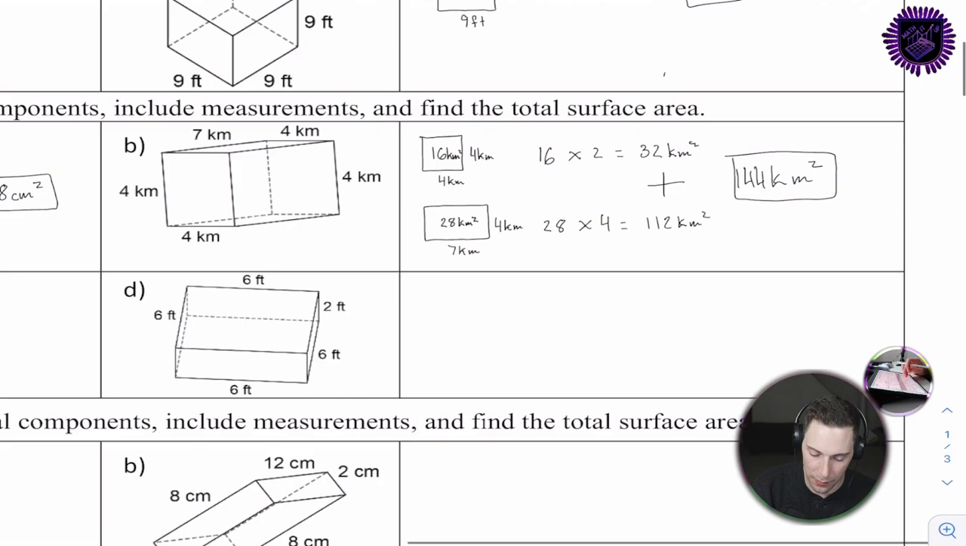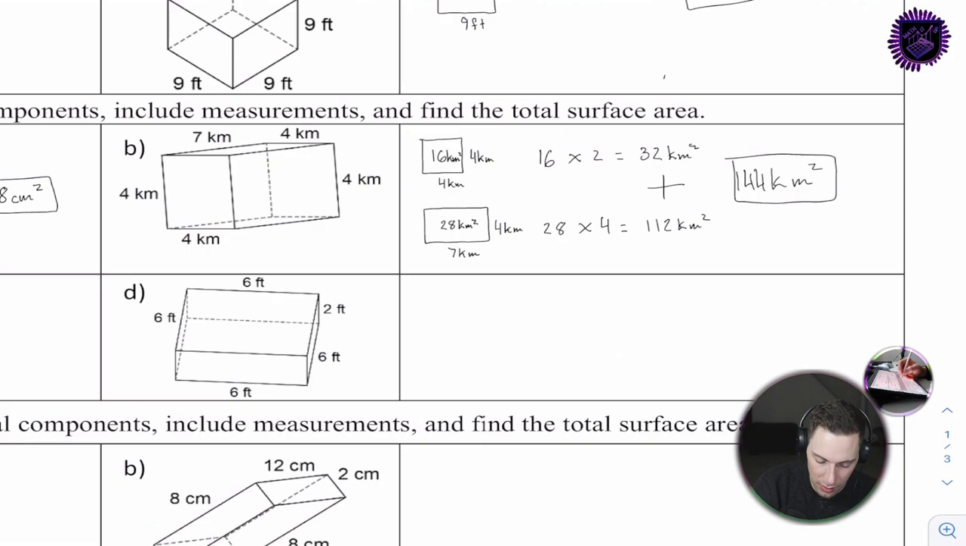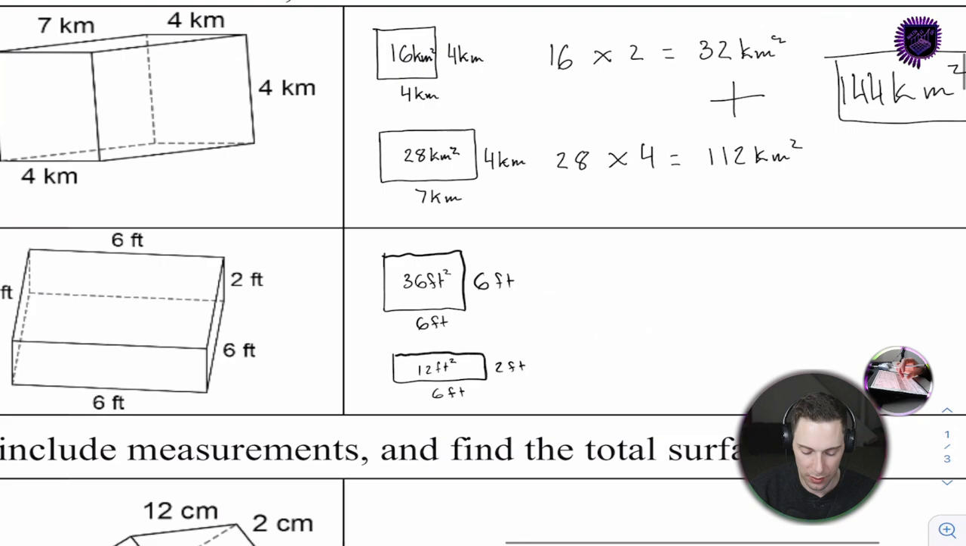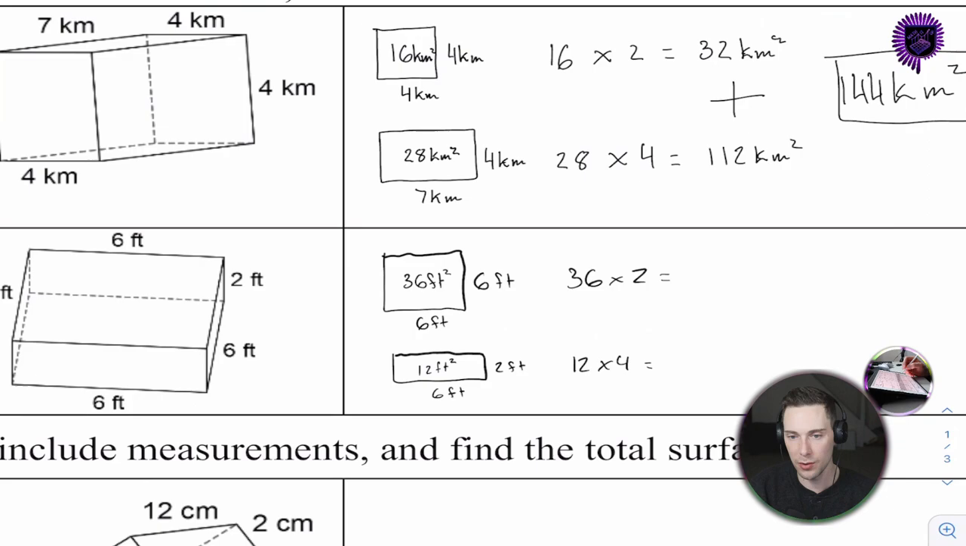Last one for this section is going to be a 6 by 6 square on the top, and then a long and thin rectangle on the side. So it's 6 by 6 feet, and this is 2 feet by 6 feet. So we have 36 feet squared as our top, and 12 feet squared as our side. It's going to be 36 times 2, because there's a top and a bottom, and then 12 times 4. It's four sides and two tops: two squares and four rectangles.